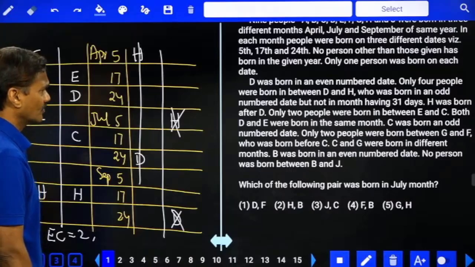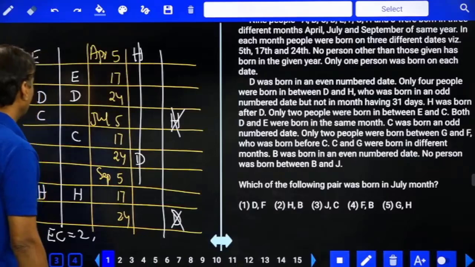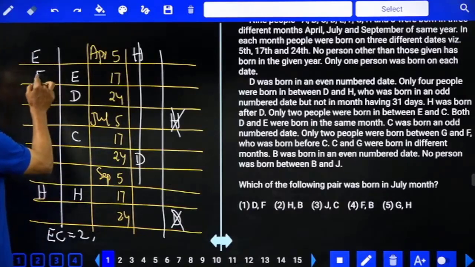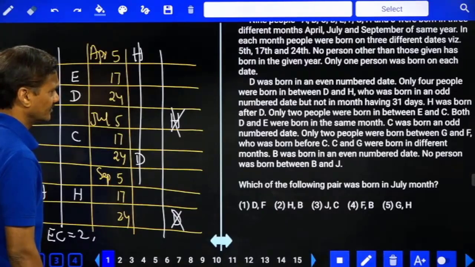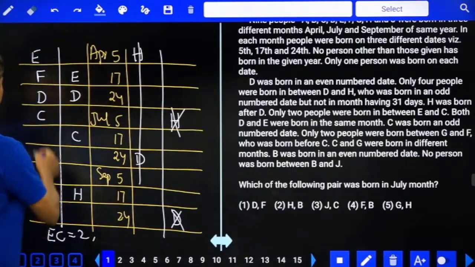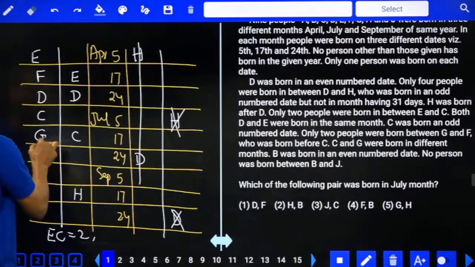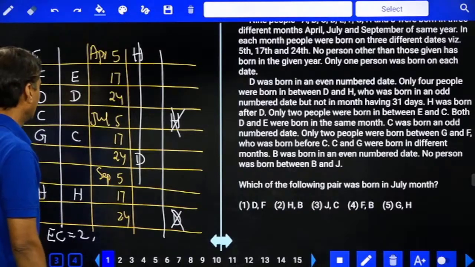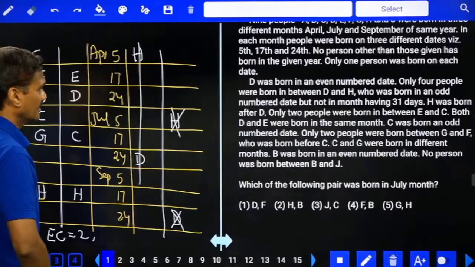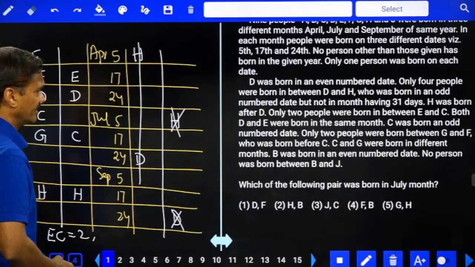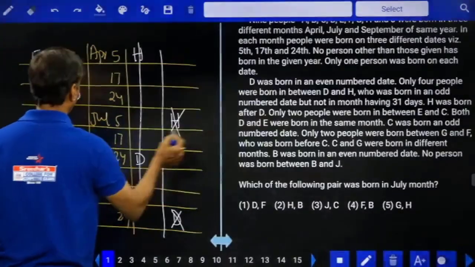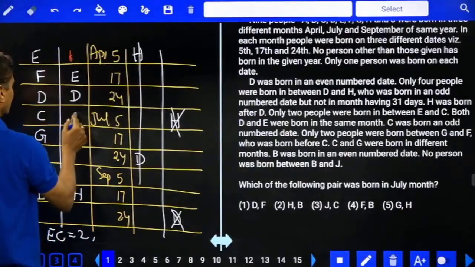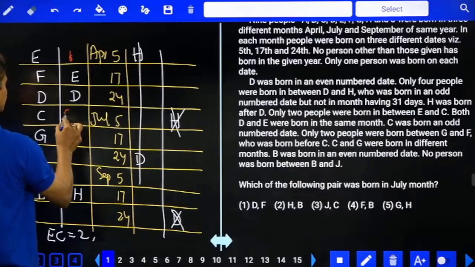And only 2 people between G and F. F who was born before C. F was born before C, F is here. And there are only 2 persons between C and G. Only 2 people between G and F. G and F, there are only 2 people, and F was born before C. F can be here. If F is here, then C will be here.